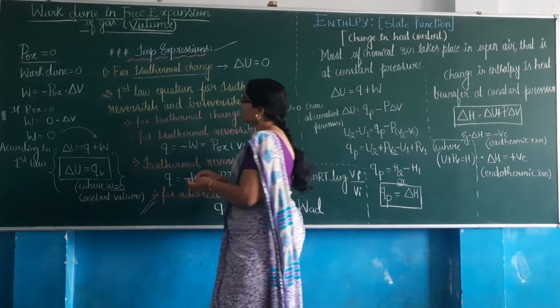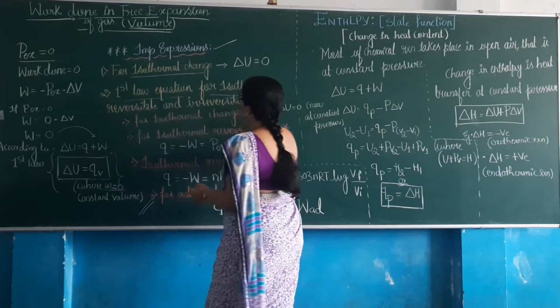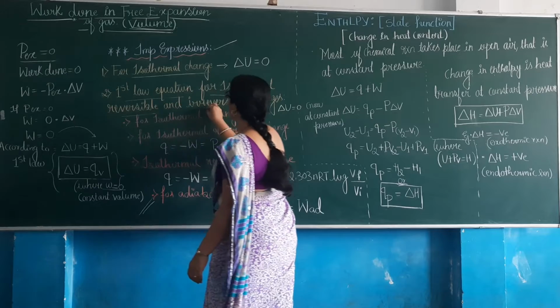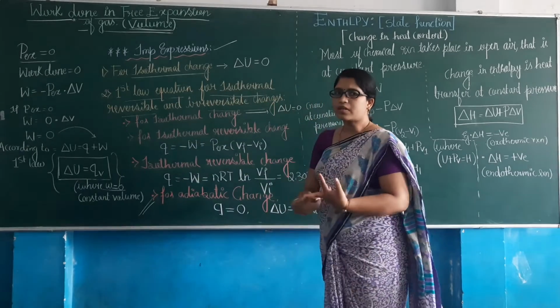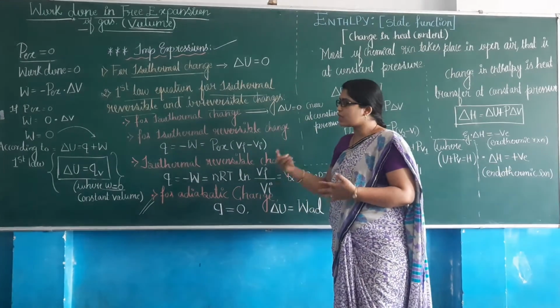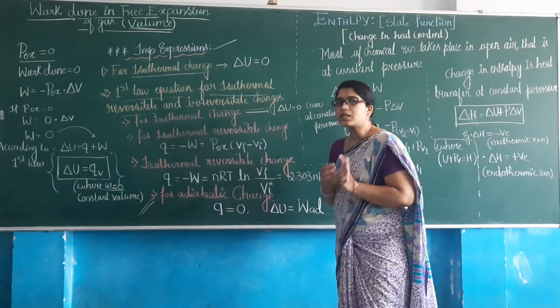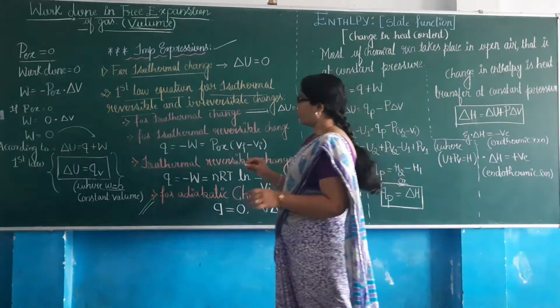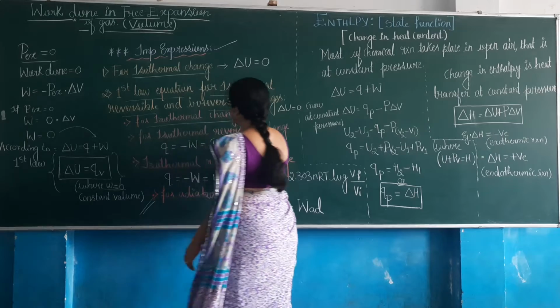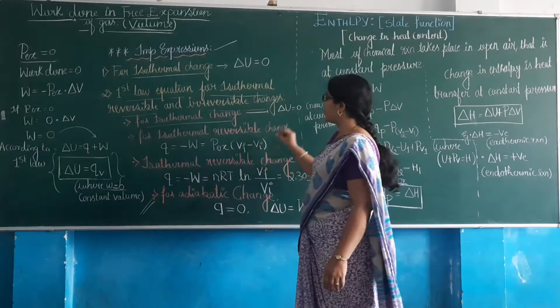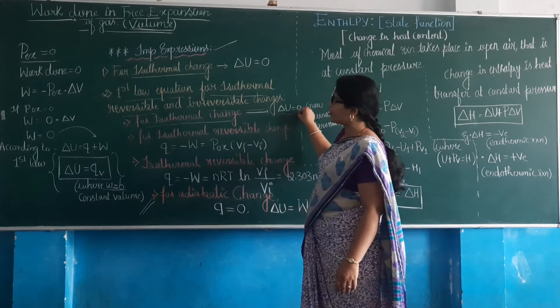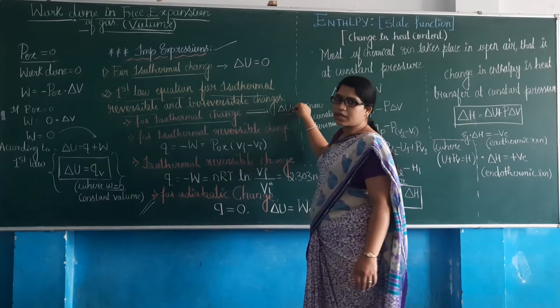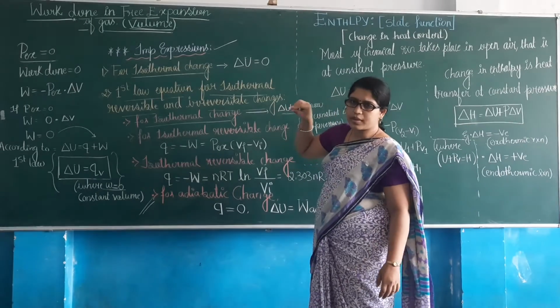Fine. So then the first law equation for isothermal reversible and irreversible changes. How can the expression be written for reversible changes and irreversible changes? We are seeing now. So for isothermal change, we know that delta U is equal to 0. This is also one of the important expressions.